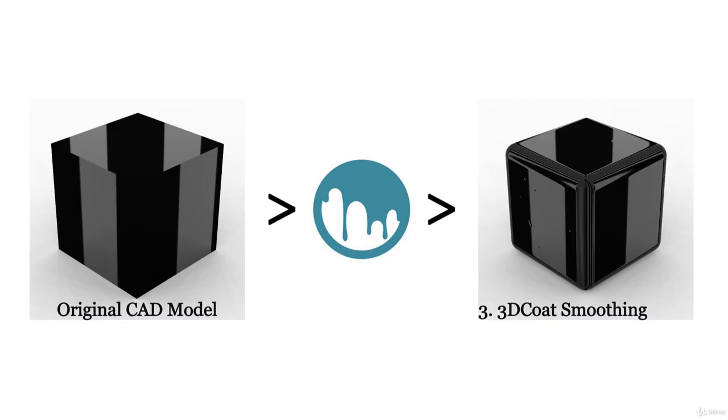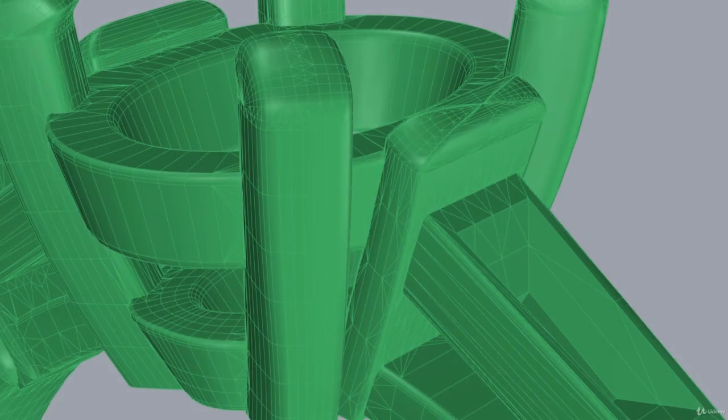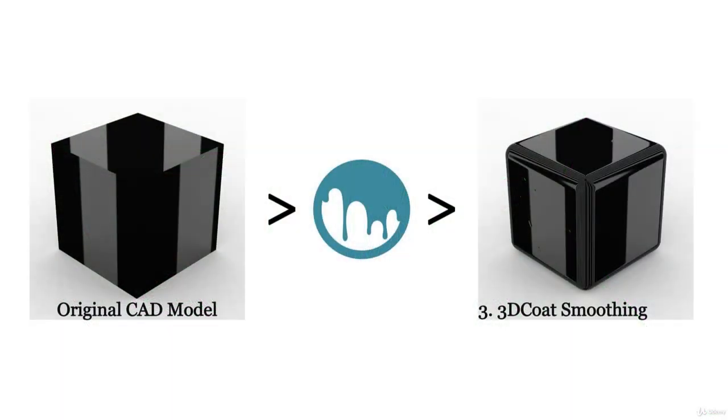Third method for rounding edges is with 3DCoat. So this method is a little bit more elaborate as it involves mesh smoothing in another 3D program called 3DCoat. When exporting CAD data from Rhino or Matrix to mesh, it tends to make a mess of triangles instead of quads. So working with meshes is completely different than what we've been used to in modeling with NURBS.